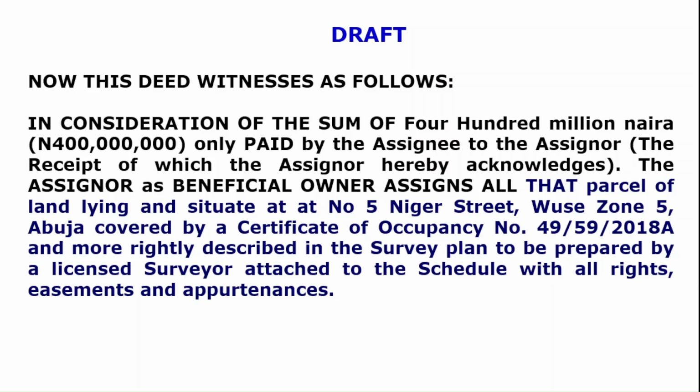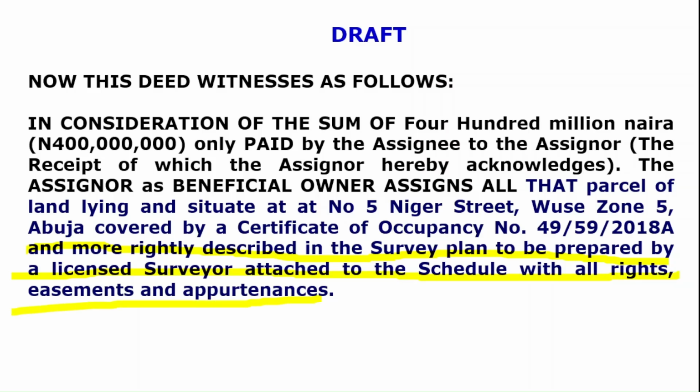So you can see here that it has also stated that the land is covered by certificate of occupancy, signifying that it has been registered and that it comes with a C of O, right? And then you have clearly stated it. Then you now said, and more particularly described in the survey plan to be prepared by a licensed surveyor attached to the schedule with all rights, easement, and appurtenances.